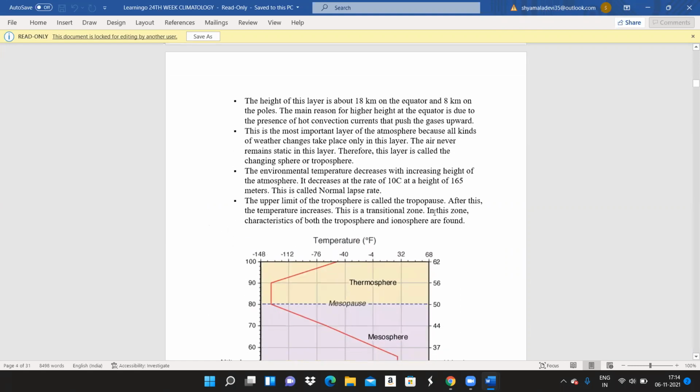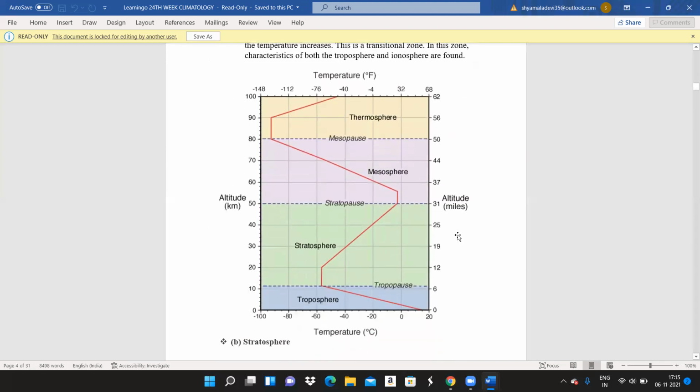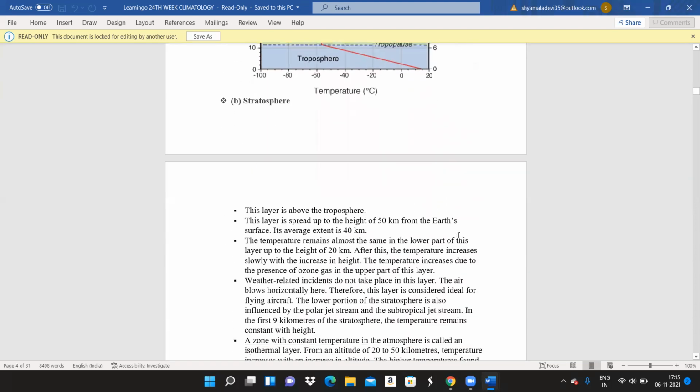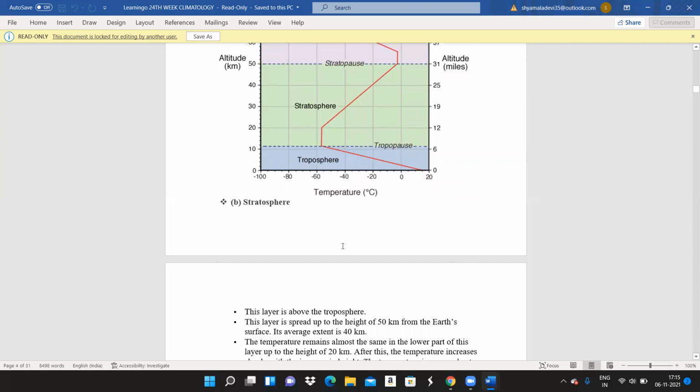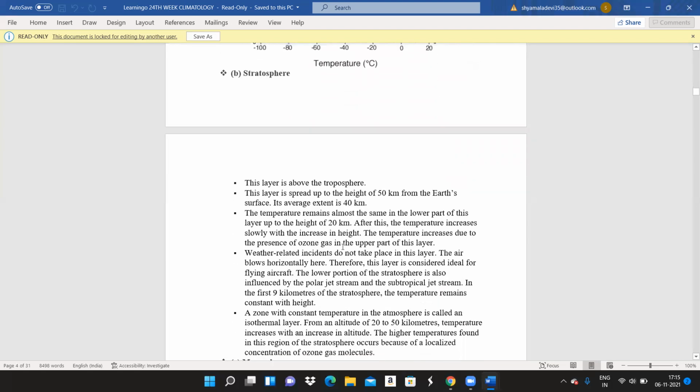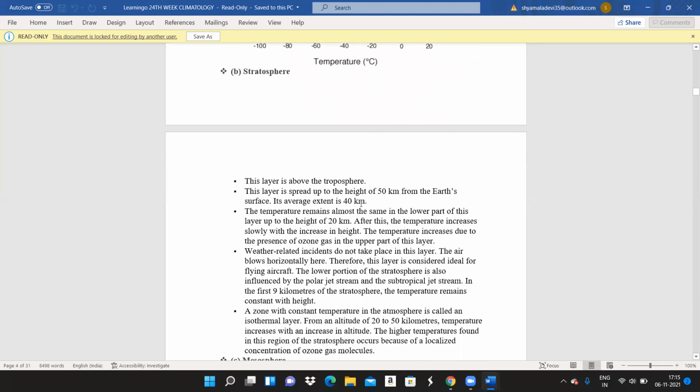The upper limit is called the tropopause, and after this the temperature increases. So this is called a transitional zone. In this zone, characteristics of both the troposphere and the stratosphere are found. This is one more diagram you can have. This layer is above the troposphere. Which is the layer I'm talking about? Stratosphere. Above the troposphere, it extends up to 50 kilometers, and the average extent is 40 kilometers.